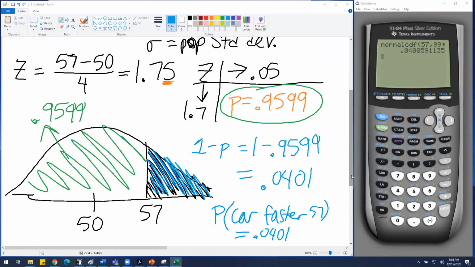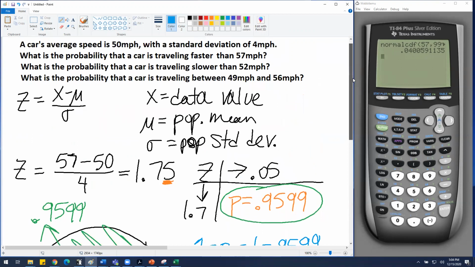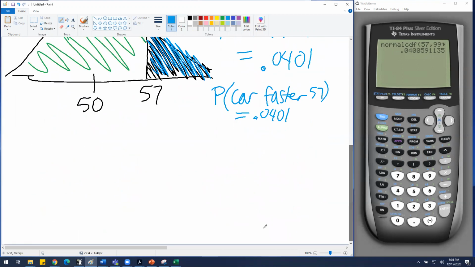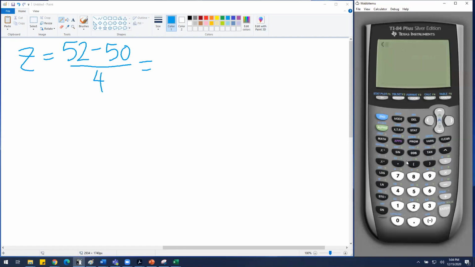All right, let's go to the next part of the question. Now we want to find the probability that a car is traveling slower than 52. We're going to follow the same approach. We're going to do our z-score formula for 52. So z equals 52 minus the mean divided by your standard deviation. So in the calculator, 52 minus 50 divided by 4. I get 0.5.